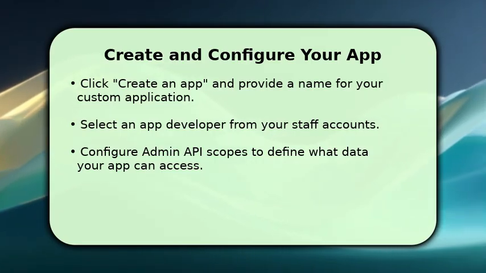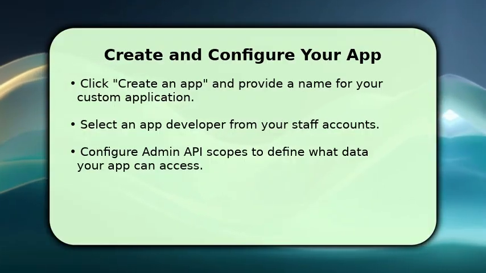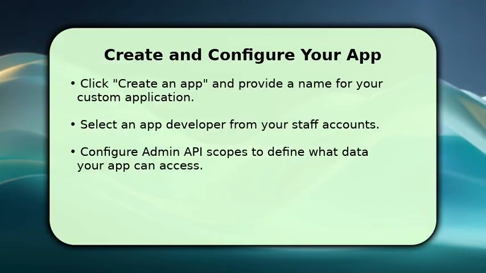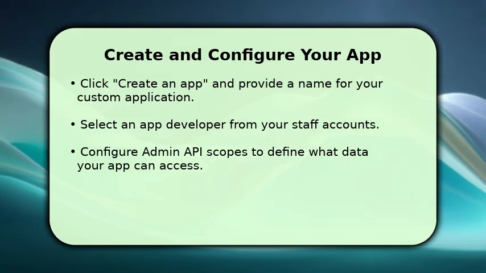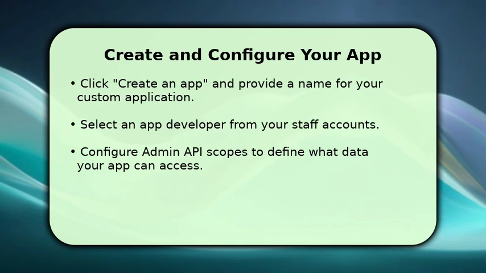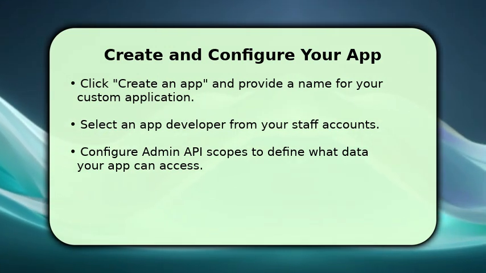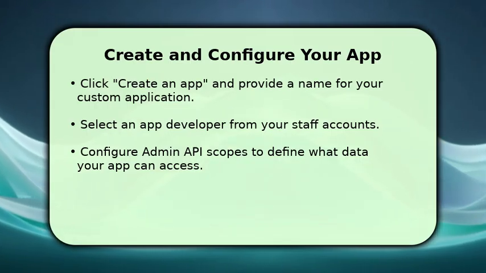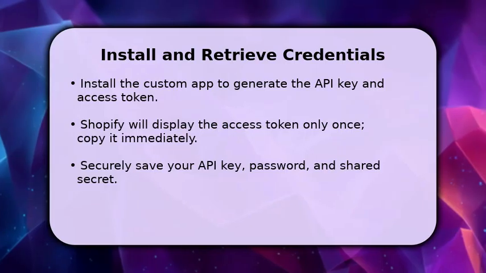You'll be prompted to give your new custom app a recognizable name and select an app developer, usually yourself or a staff member. This is a crucial step. After naming it, you must configure the admin API scopes. Carefully choose the permissions your app needs, granting only the minimum required access to ensure your store's data remains secure. Finally, install your newly configured custom app.